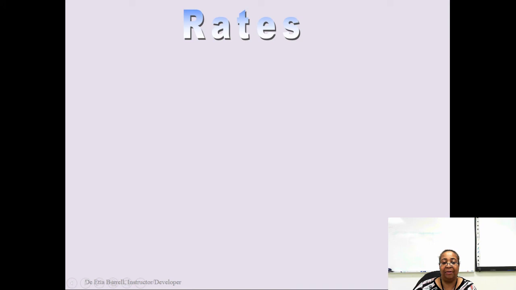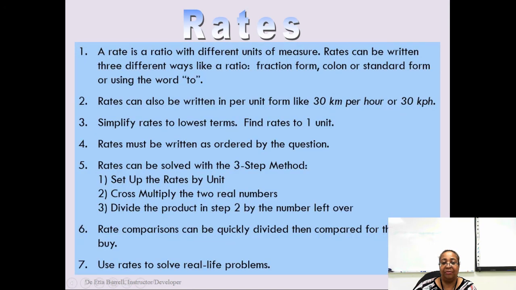So in summary, a rate is a ratio with different units of measures. Rates can be written in 3 different ways, like a ratio, in a fractional form, a colon, or standard form, or using the word to. Rates can also be written in the per unit form, like 30 kilometers per hour or 30 kph. Simplify rates to lowest terms. Find rates to 1 unit. Rates must be written as ordered by the question.